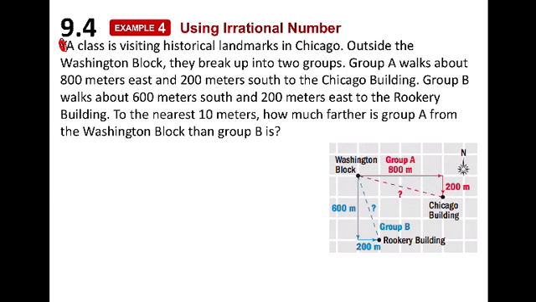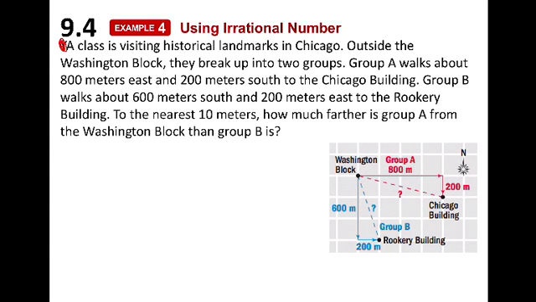So the problem says a class is visiting historical landmarks in Chicago. Outside of the Washington block, they break up into two groups. Group A walks about 800 meters east and then 200 meters south to the Chicago building, while Group B walks about 600 meters south and 200 meters east to the Rookery building. To the nearest 10 meters, how much further from the Washington block is Group A than Group B? So we need to figure out how far they traveled.